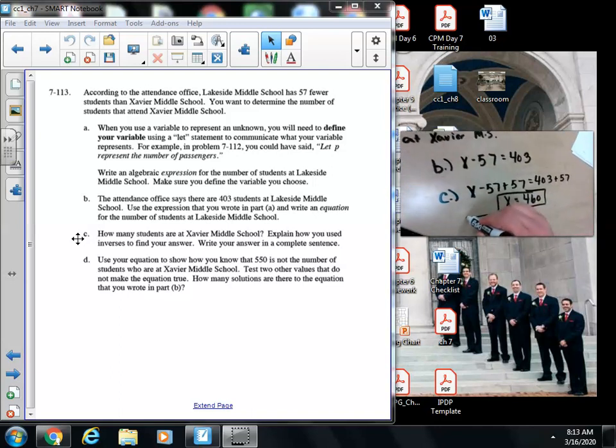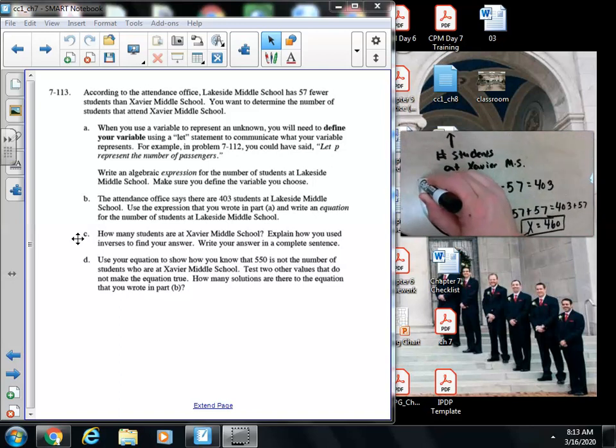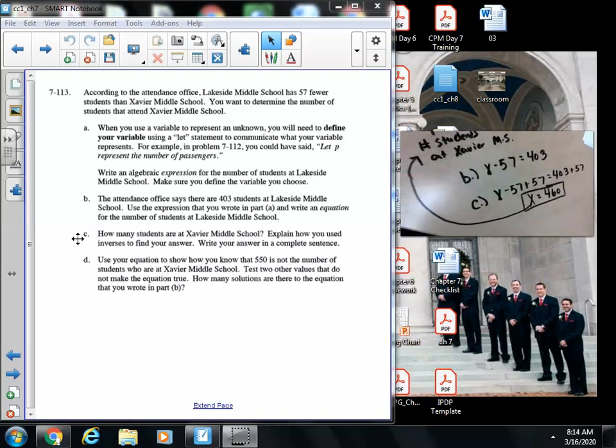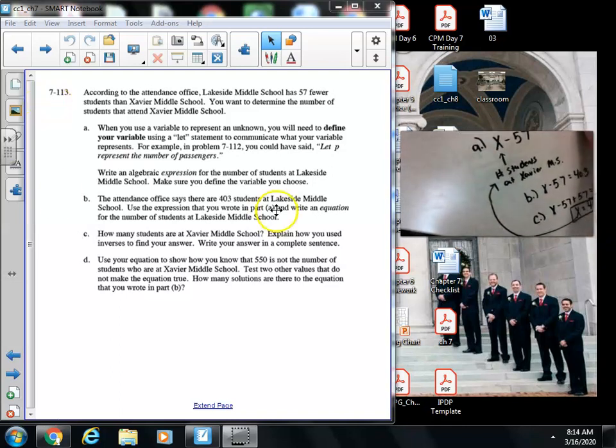Okay, and that represents the number of students at Xavier Middle School. And this is where defining our variable in the very beginning becomes very helpful, because now we know what we solved and what that actually represented. So our last question, letter D, says use your equation to show how you know that 550 is not the number of students who are at Xavier Middle School. Test two other values that do not make the equation true. How many solutions are there to the equation that you wrote in part B?